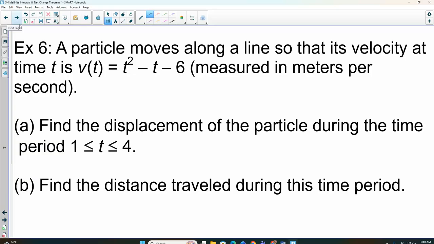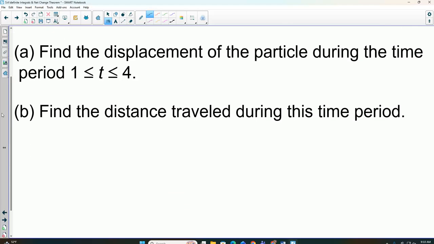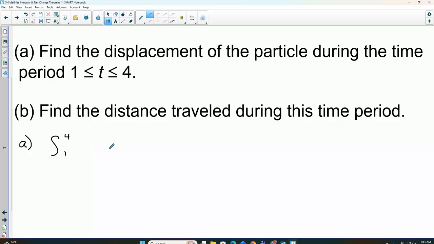So we have a particle moving along a line. The velocity is t squared minus t minus 6 in meters per second. First thing I want is the displacement. Then I want distance traveled. So displacement is just our normal integral from 1 to 4. We don't have to worry about if it was going forwards or backwards. It naturally takes care of itself. So my equation was t squared minus t minus 6.